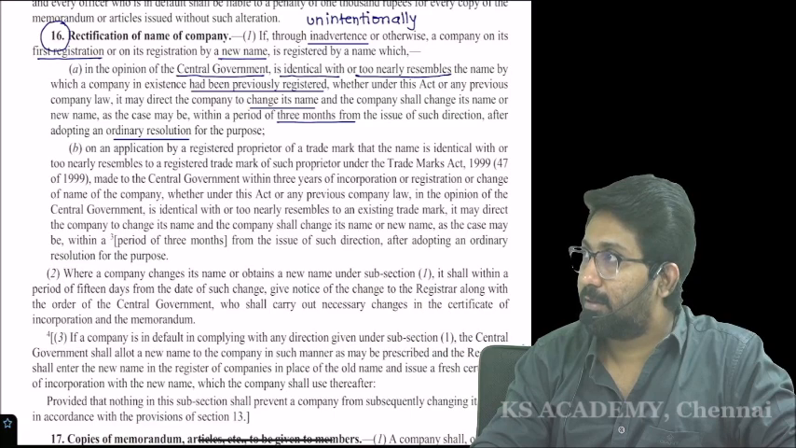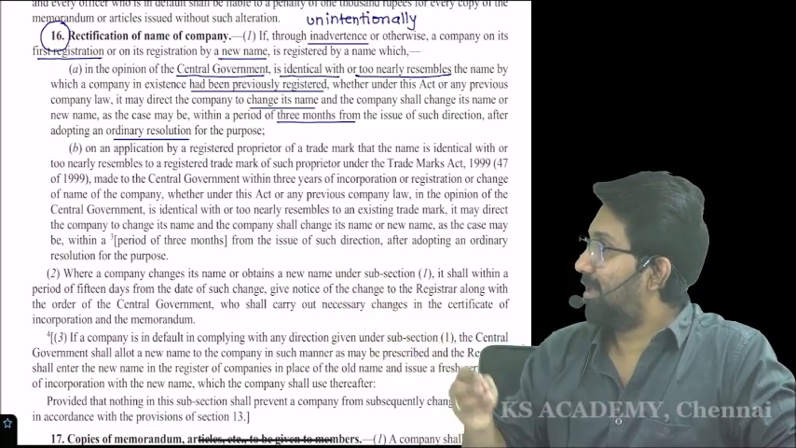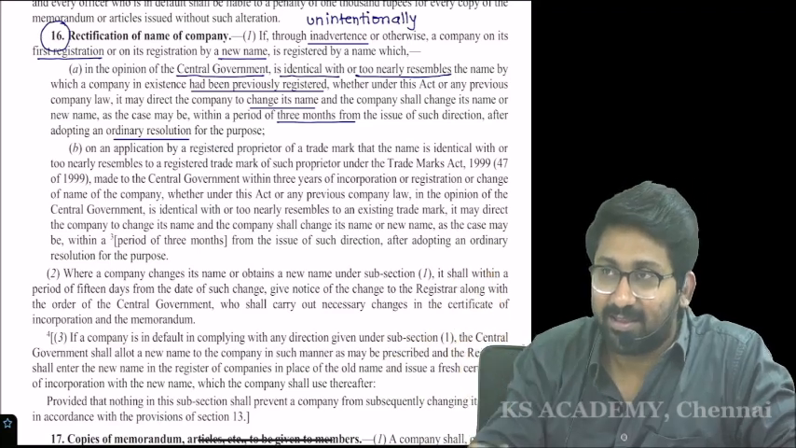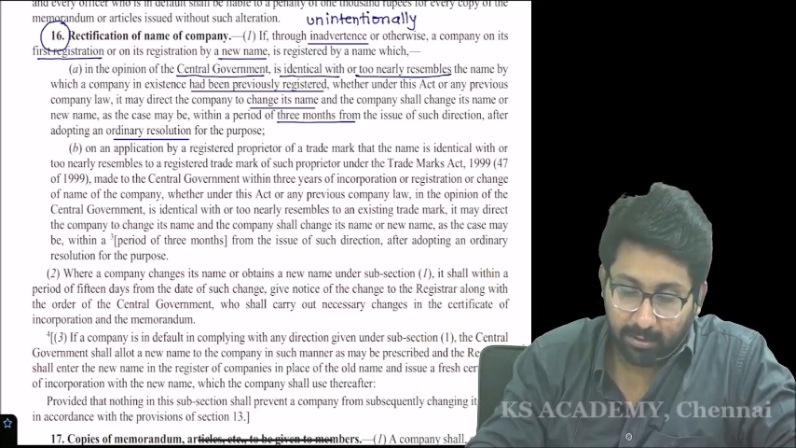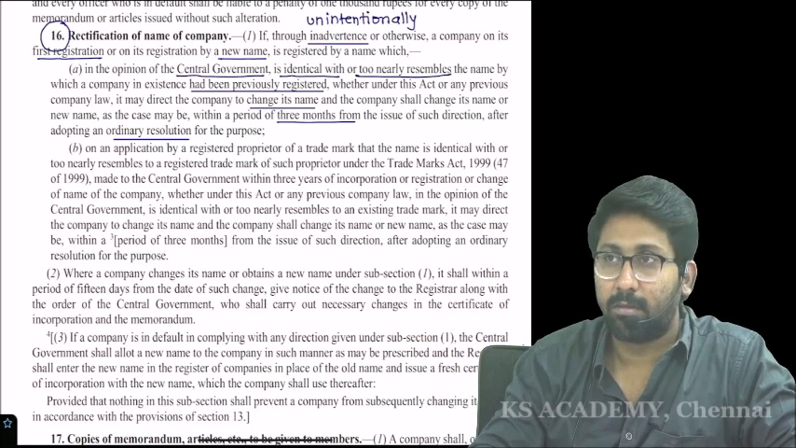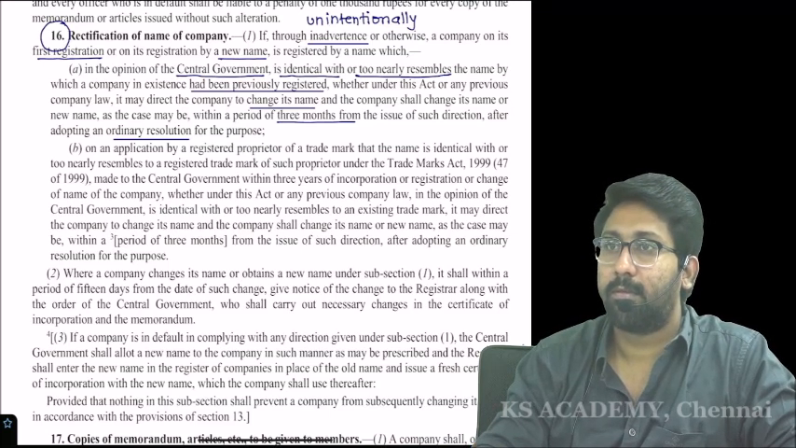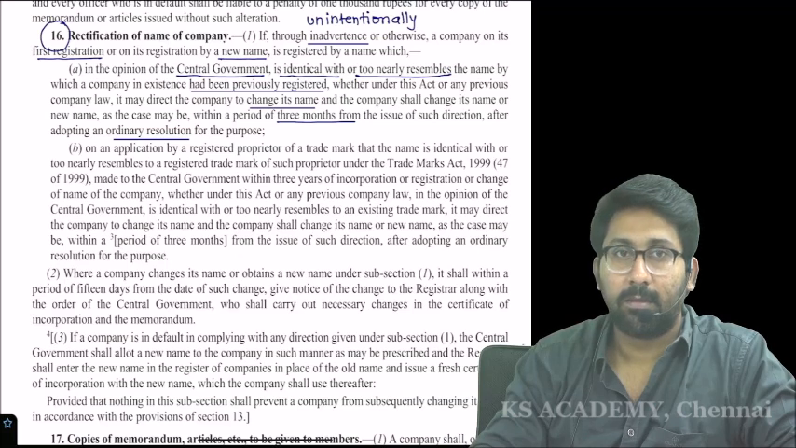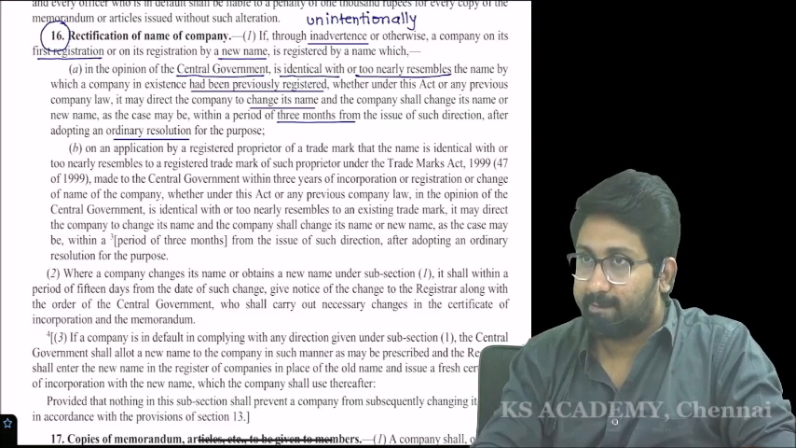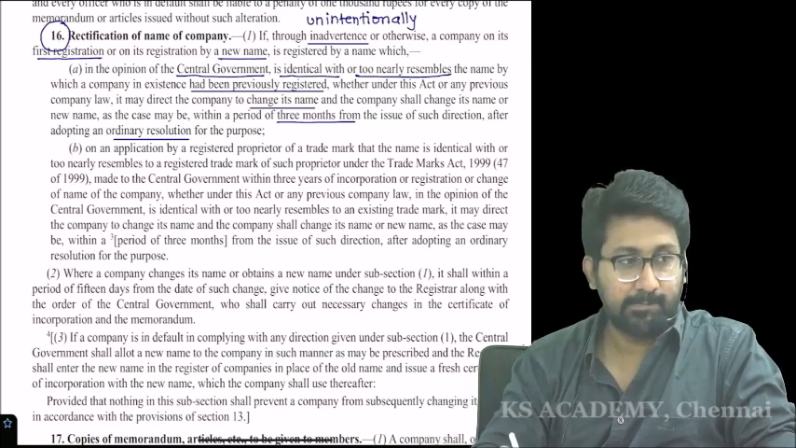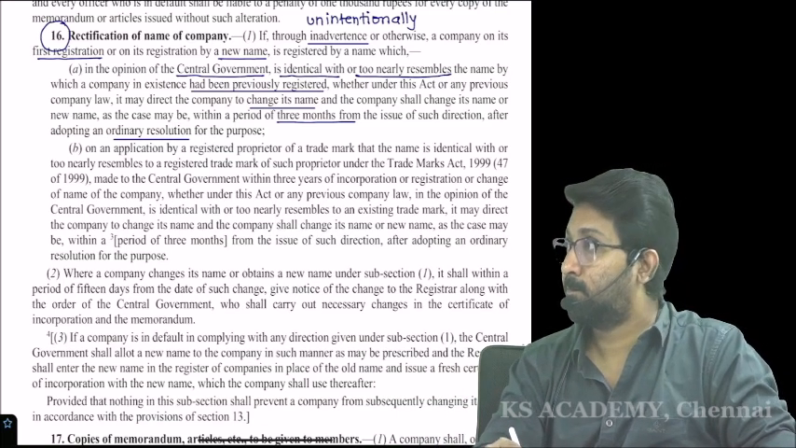So, reservation of the name. Your name? My name is Sonal. Okay. Continue. In the case of reservation of a name, there are two options for an existing company and a new company. First case is that if the name is identical or nearly resembles the name of an existing company, then the central government may notify the company with a notice to change its name, and the company has a time period of 3 months to change its name.